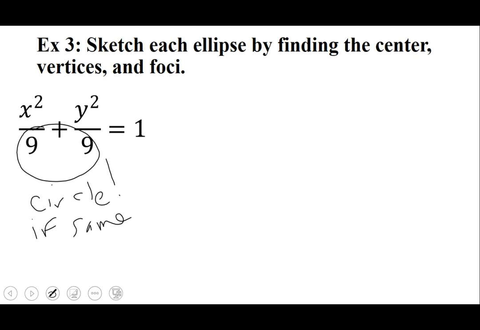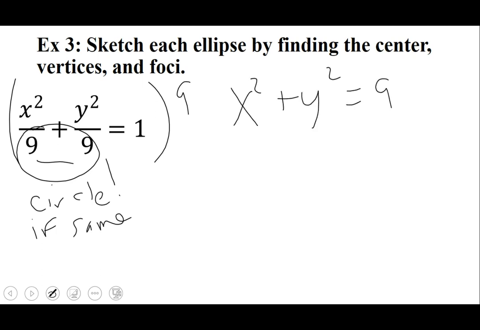If those denominators are the same, then you actually don't want it equal to 1. In fact, you want to multiply everything by 9. Again, this only happens if the denominators are the same. So you're going to multiply everything by 9, which is going to give you x squared plus y squared equals 9. You're then going to graph this using what you know about circles.